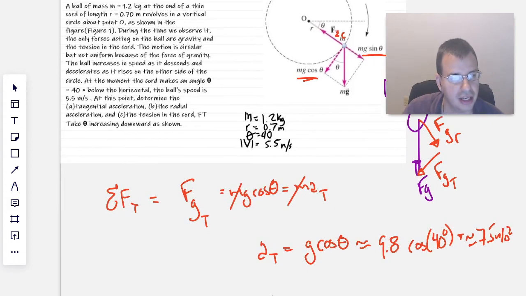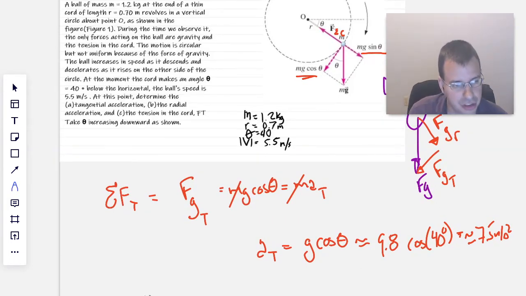Not too bad. All right, now we want the radial component of acceleration. So the sum of all forces, I can put a little r here for radial.